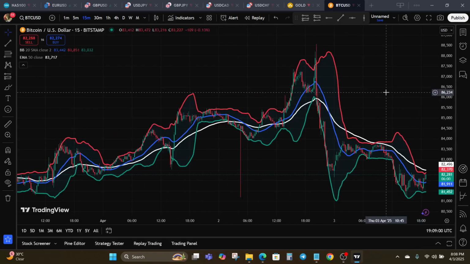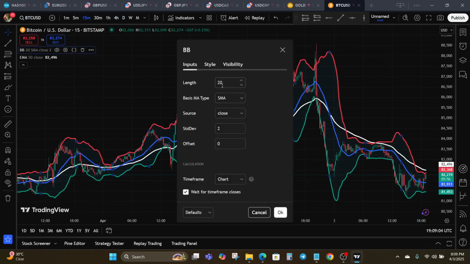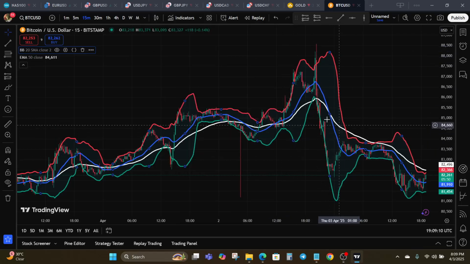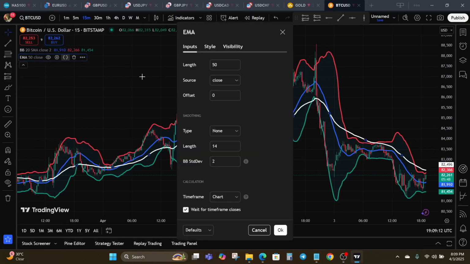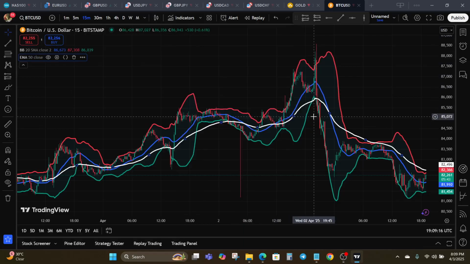Now, to use this strategy, set up the following indicators. For your Bollinger Bands, just make sure that the setting is the 20 period Bollinger Bands. It helps us identify market expansion and contraction. Then for your EMA, just make sure that it's set to the 50 period EMA. This confirms the overall trend direction.